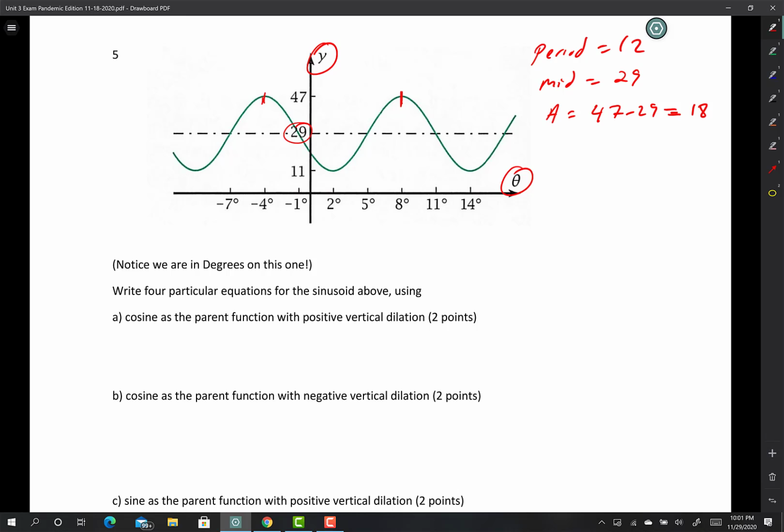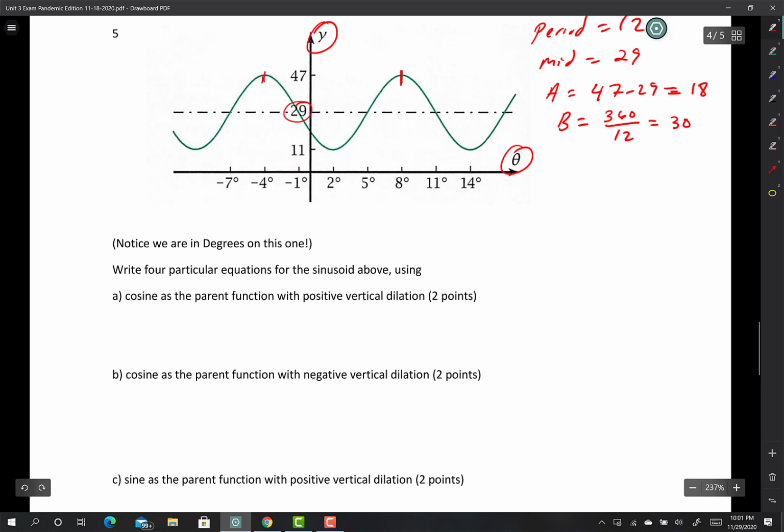Let's see, what else do we need? Well, we need the B value. We're not in radians, we're in degrees. So instead of saying 2 pi, I'm going to say 360. So 360 divided by 12. Well, 12 goes into 36 3 times. 12, 24, 34, 36. So 12 times 30 must be 360. And some of you guys put a degree on the B. Don't do that. But I didn't take away anything. But yeah, don't do that.